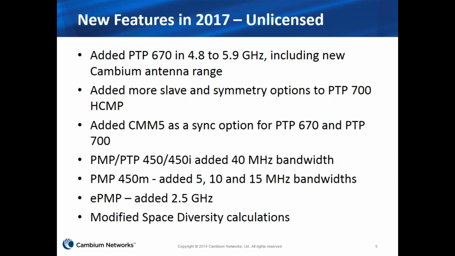On the 450 family, we've added in the 40 meg bandwidth and extended the 15 and 30 meg into the DFS regions. And also on the 450M, we've now introduced 5, 10 and 15 meg bandwidths. We've also updated the integrated antenna pattern and improved the receive sensitivity. So you may see some subtle changes in predictions between the older versions and this new latest release. The EPMP, we've added the 2.5 gigahertz version, which is primarily aimed at the Brazilian market. We've made some modifications to the way space diversity calculations work in the unlicensed, and we'll cover that in more detail later in the webinar.